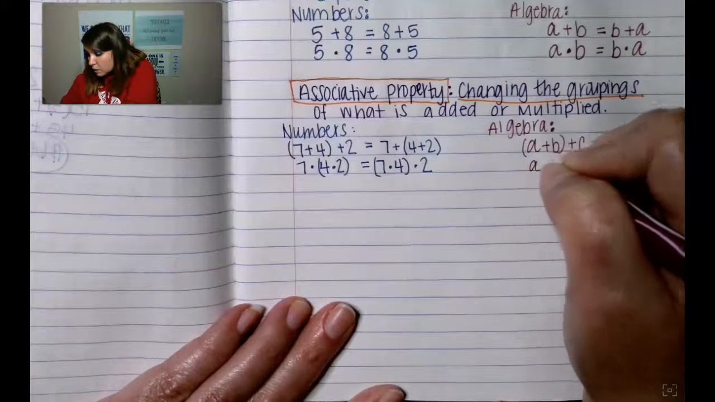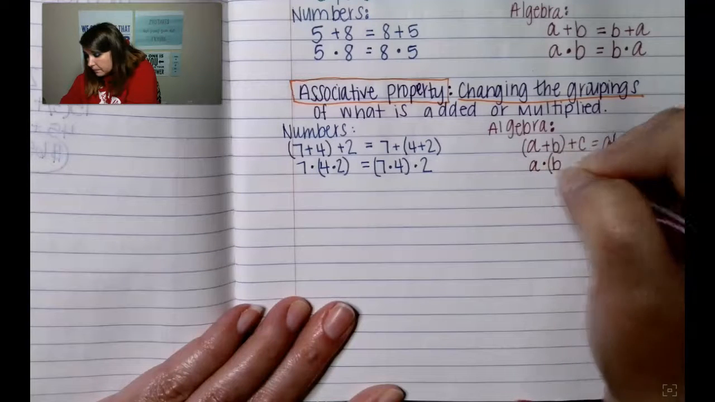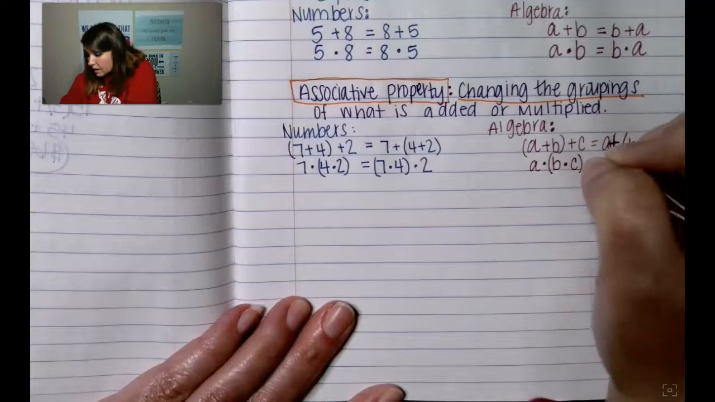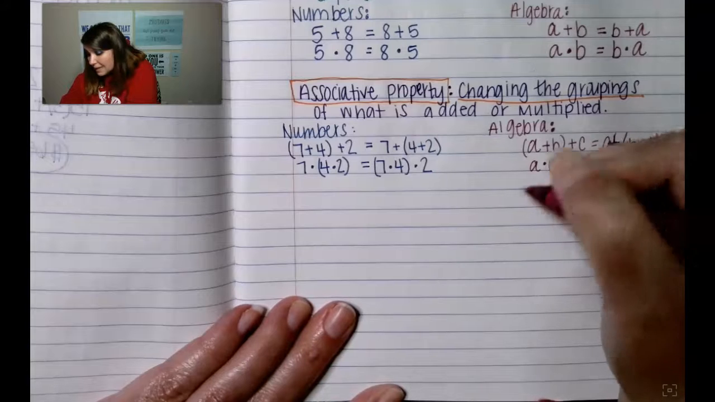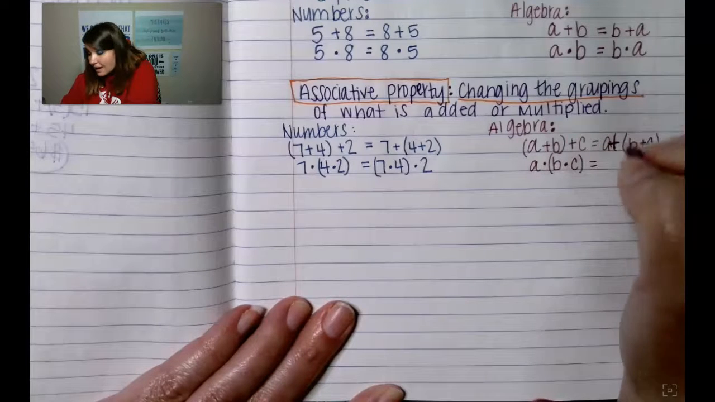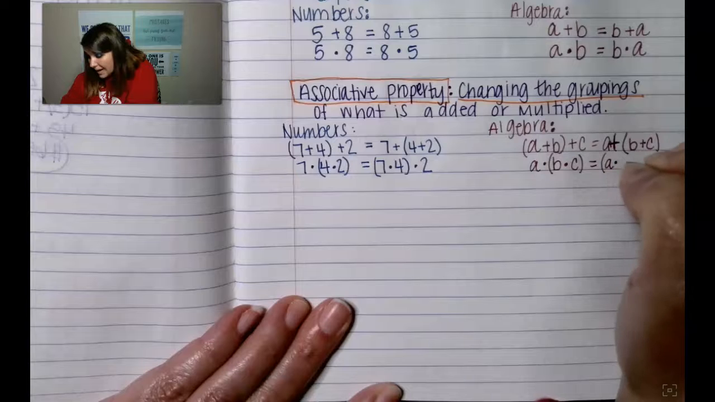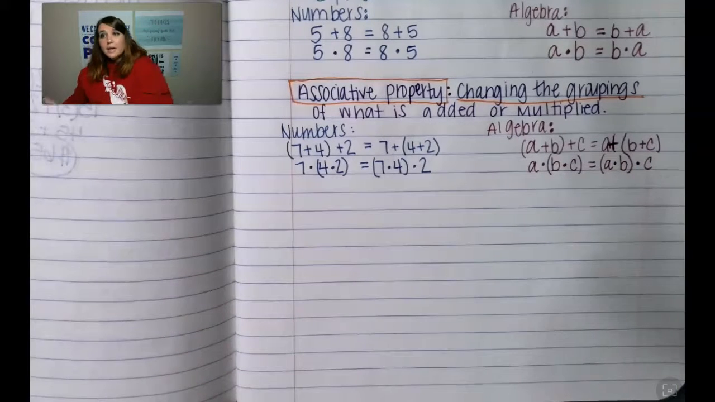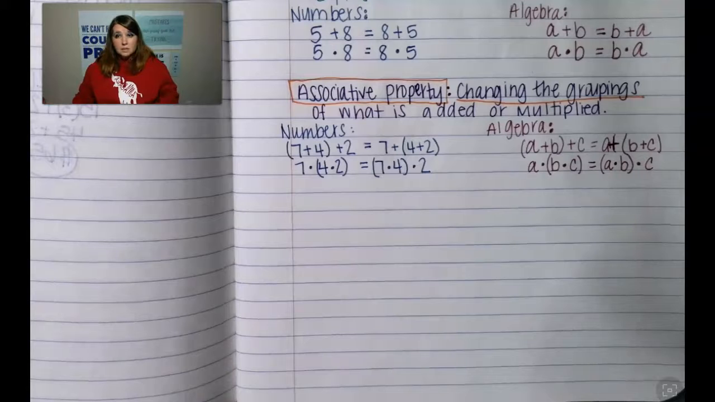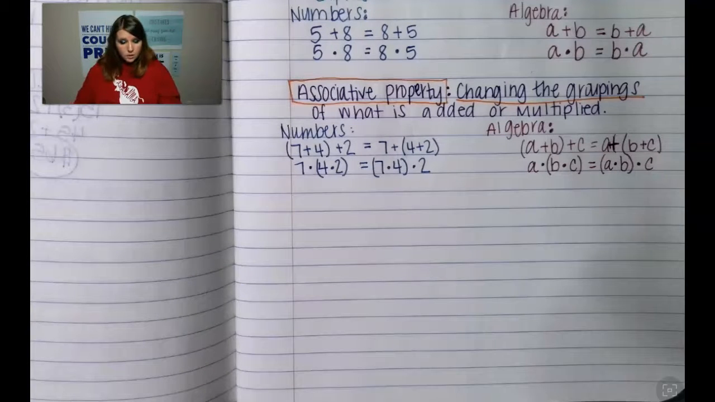Same thing with multiplication. If I multiply B times C, then times the A, I'm going to get the exact same thing as if I multiply A times B first, then times the C. It all gives me the same answer. And we're going to do some examples down below to show you in order what Miss Englander is talking about.